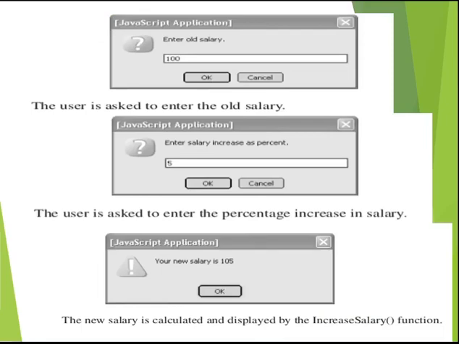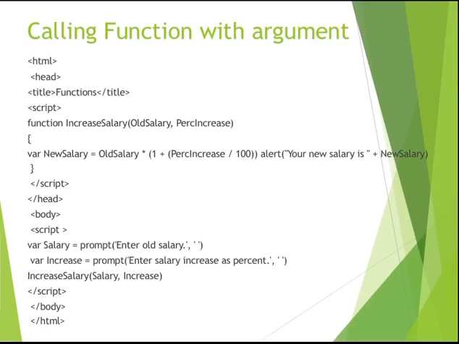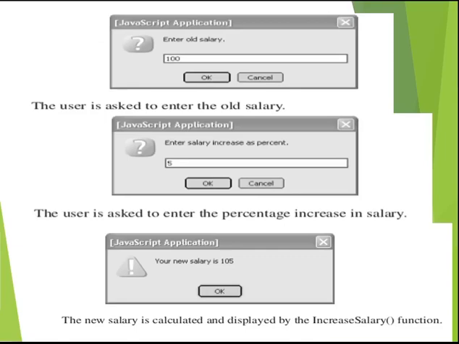First, using prompt, we have entered the old salary. The first prompt is asking the question: enter old salary. We have entered old salary as 100. Next, the user is asked for the percentage increase: enter salary increase as percentage. We have given the percentage increase as 5. So what is the formula over here? We'll see the formula again. The formula is oldSalary, which is 100, into 1 plus percentIncrease, which is 5, so 5 divided by 100. So your new salary will be 105.